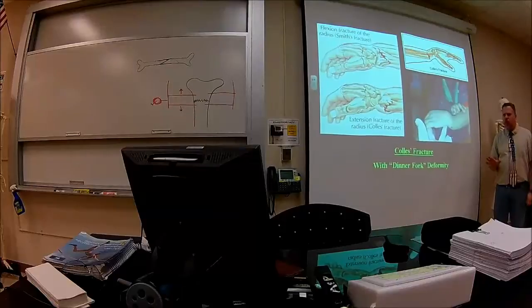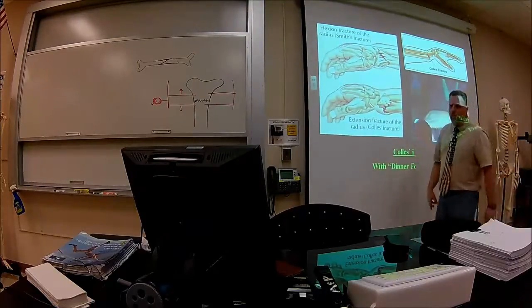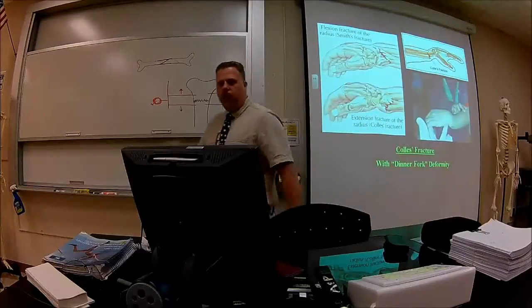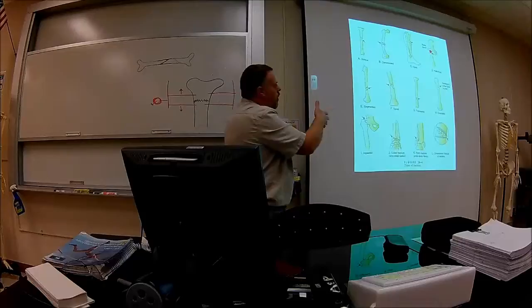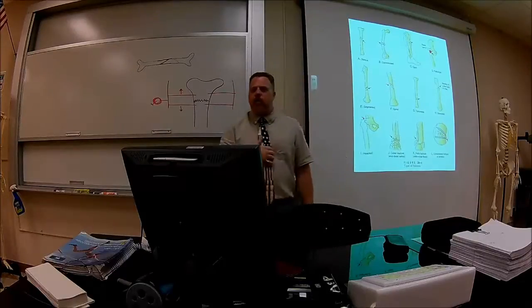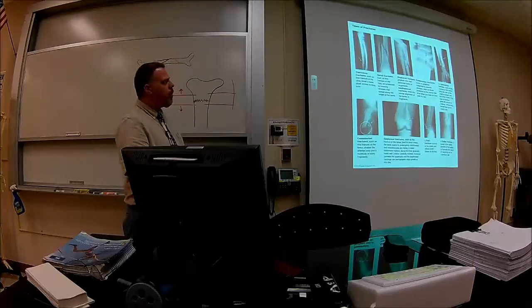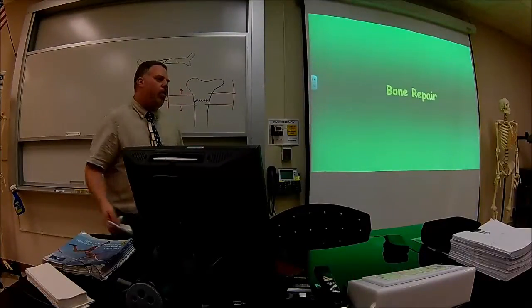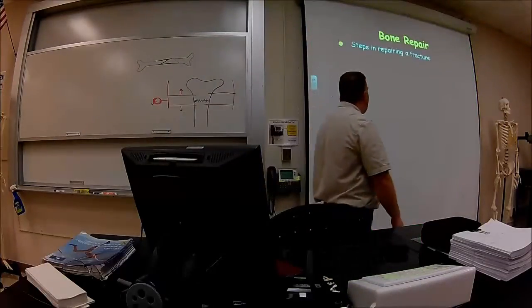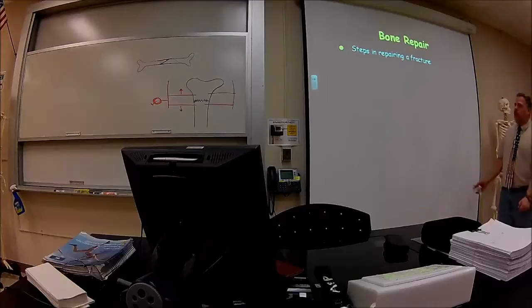Do you know what I'm talking about with dinner fork? Not 4 prongs, but the side view of it, right? All right, so that's a dinner fork deformity. And these are just different forms of the different types that we mentioned on the fractures. And there's what they look like on X-rays. So how does bone repair itself when a fracture occurs? Here are some steps that occur. I'll make it very brief for you guys.